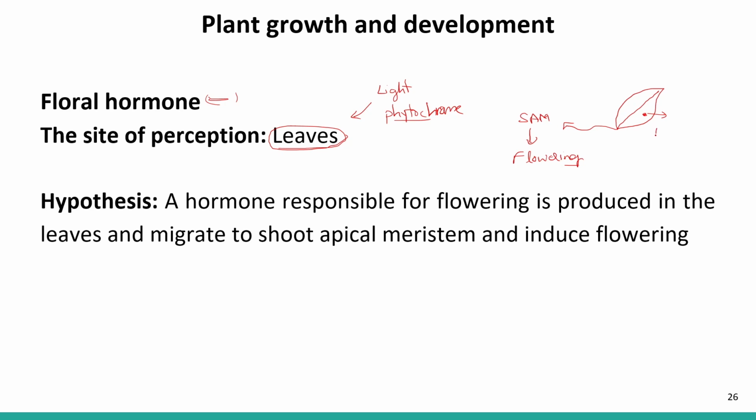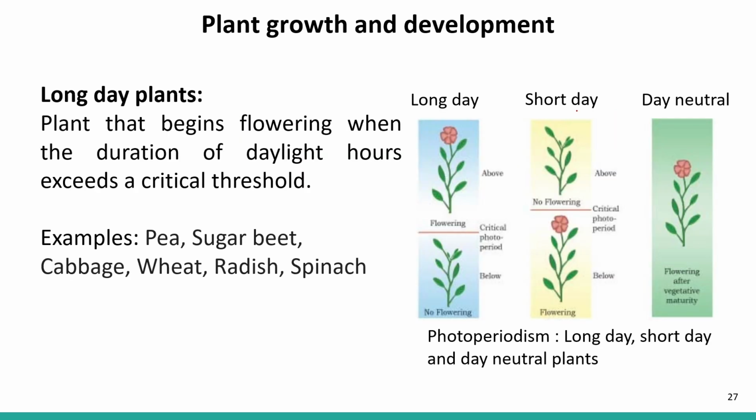So this substance was named florigen. Florigen is a floral hormone, and it is a proteinaceous hormone, made up of protein. This hormone is involved in flowering. It initiates flowering, that's why it has been given the name florigen. It is produced in the leaves and transferred to the shoot apical meristem.